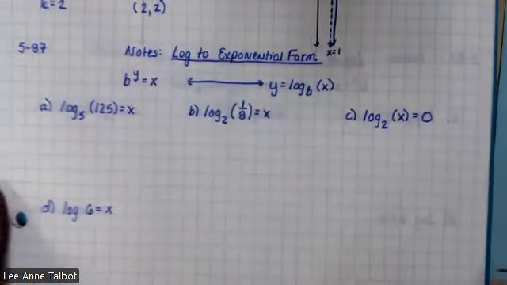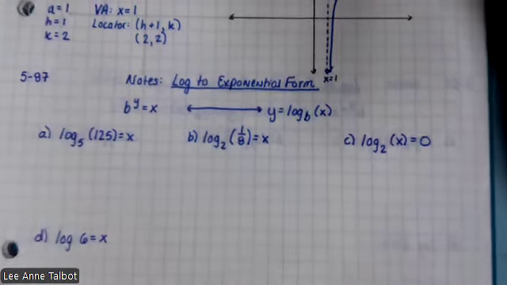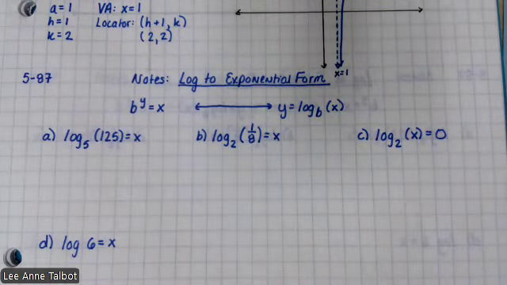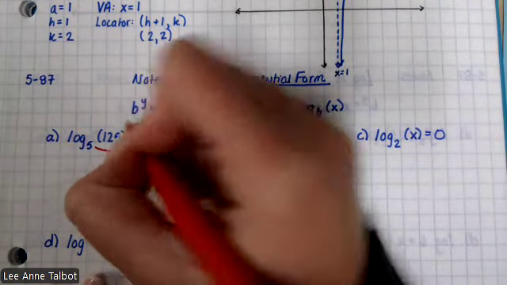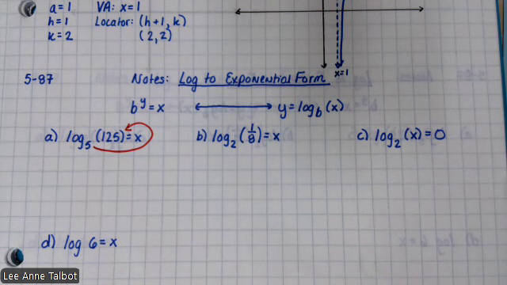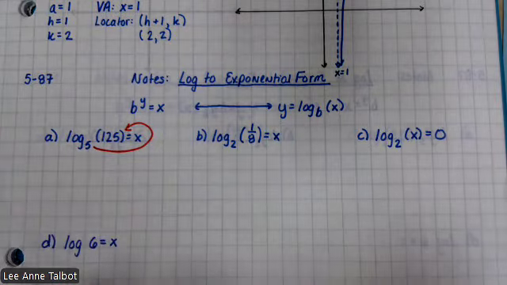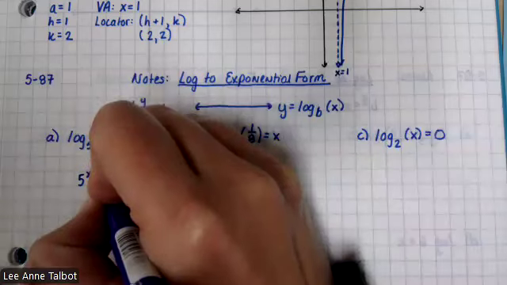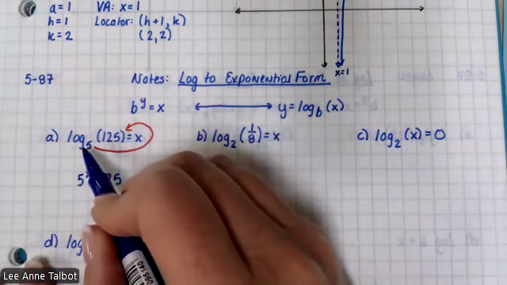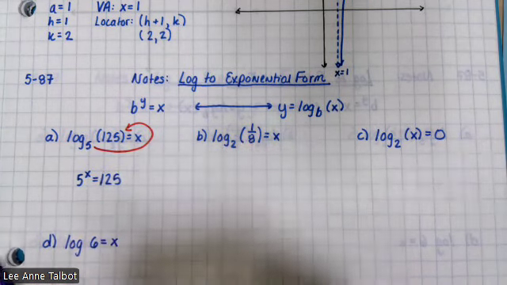Okay. All right, last thing. These are Guinan circle problems. Just wanted to do notes for those. Log to exponential form. Okay. Guinan circle. Start with a 5. 5 to the x equals 125. So start with the 5 to the power of x equals 125.